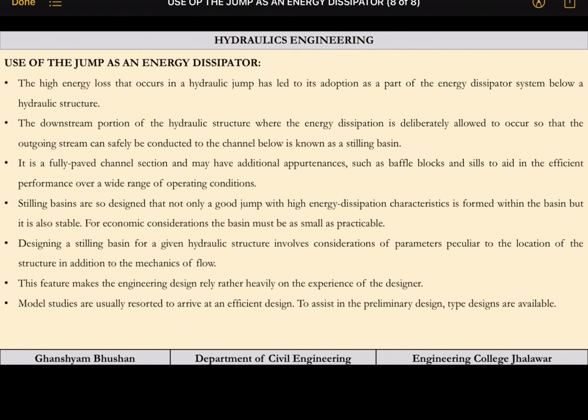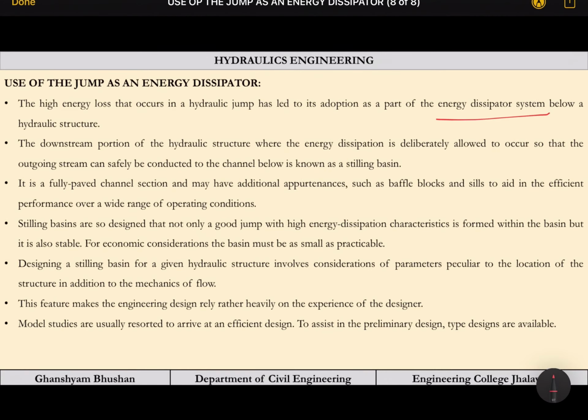Now let us discuss a few points regarding the use of the jump as an energy dissipator. The high energy loss that occurs in the hydraulic jump has led to its adoption as a part of the energy dissipator system below the hydraulic structure. So it is being used very frequently to dissipate energy in hydraulic structures. The downstream portion of the hydraulic structure where the energy dissipation is deliberately allowed to occur, so that the outgoing stream can safely be conducted to the channel below, is known as a stilling basin.